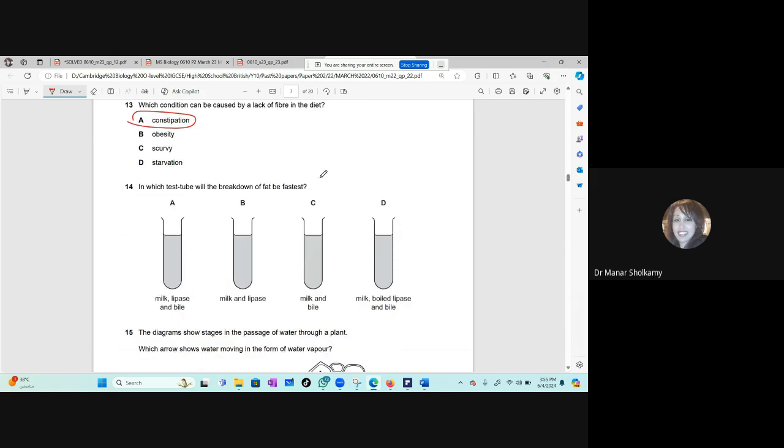Look at the conditions. In A, I have the milk and the enzyme and the bile. In B, I have the milk and the enzyme only. In C, I have the milk and the bile only. And in D, I have milk and the boiled enzyme and the bile. So what is the best condition? A. Yes, it's A, of course.